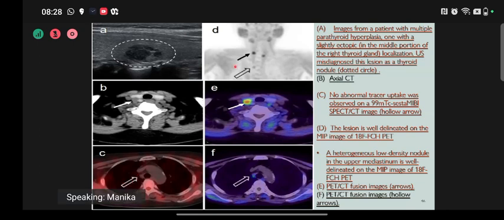And then coming to the D image, the lesion is well delineated on the MIP image, that is the maximal intensity image of the fluorocholine PET, which describes probably the right inferior parathyroid, and there is another ectopic lesion present in the mediastinum. Then this is the fusion image of the PET CT. The hollow arrow describes the lesion in the mediastinum, and the solid arrow describes the lesion in the right inferior side.